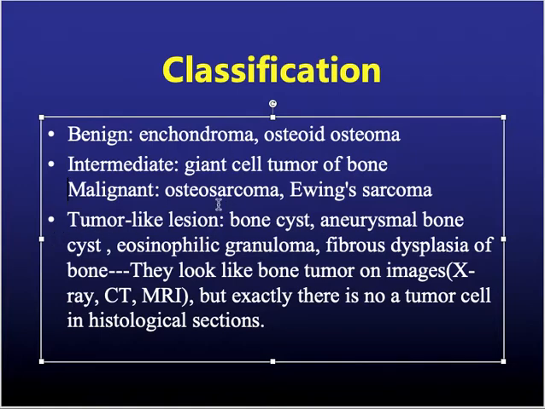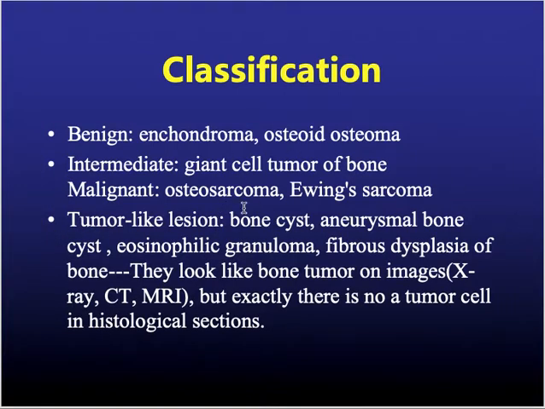And then there are some tumor-like lesions. You can see the bone cyst, aneurysmal bone cyst, eosinophilic granuloma, fibrous dysplasia of the bone. They look like tumor on images, X-ray, CT scan, or MRI, but there is no tumor cell in histological sections, right? So when we diagnose any bone tumor, on imaging they look like a mass, but when we do the histology, we find that they don't carry tumor cells.